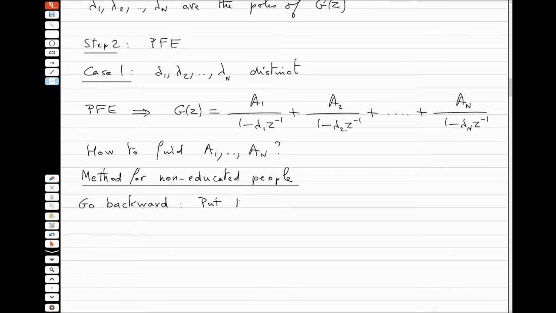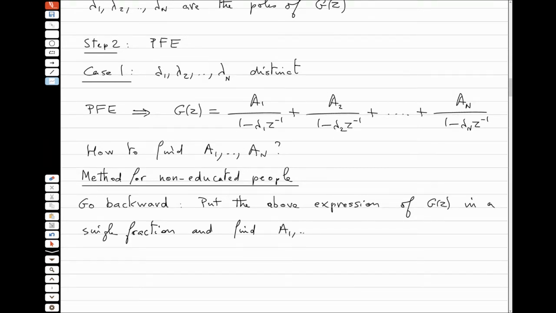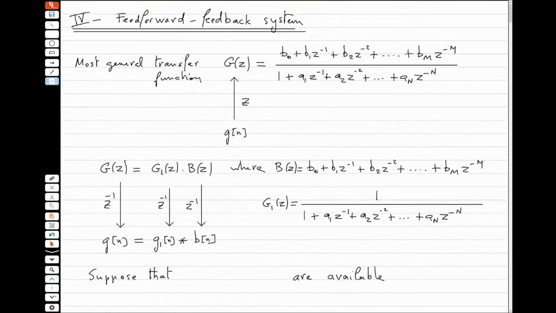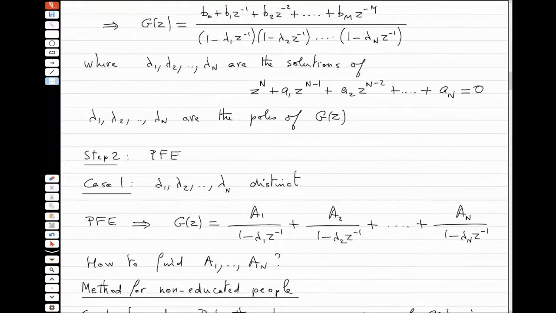Put the above expression of G of Z in a single fraction and find A1, AN by writing that this is equal to the first fraction, no, here, must be this.